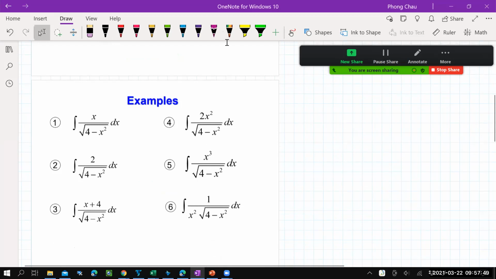Like you see, that one has 4 minus x squared. The derivative of 4 minus x squared is negative 2x, so you need negative 2x to do the u-sub. Looking at this example, I use u-sub: let u be 4 minus x squared.